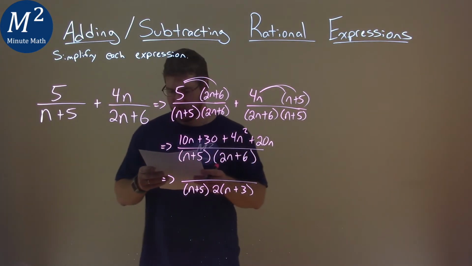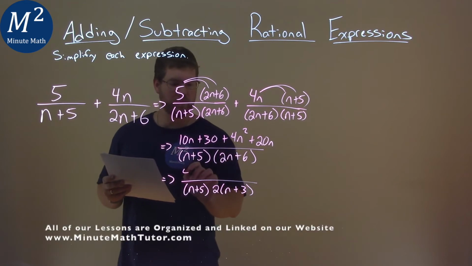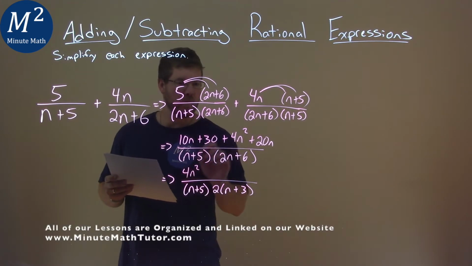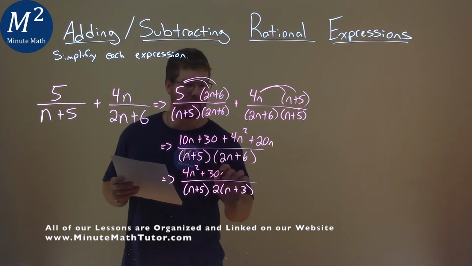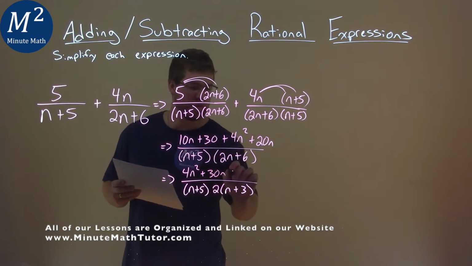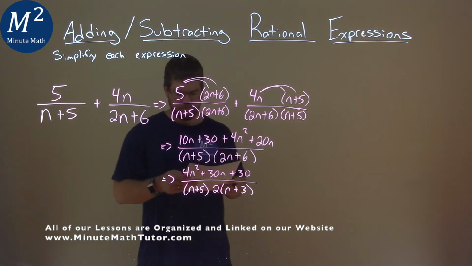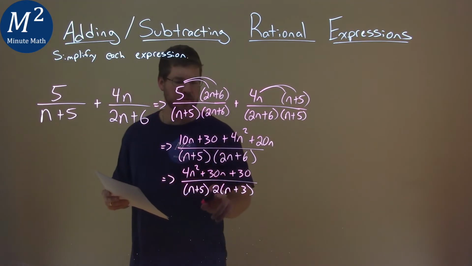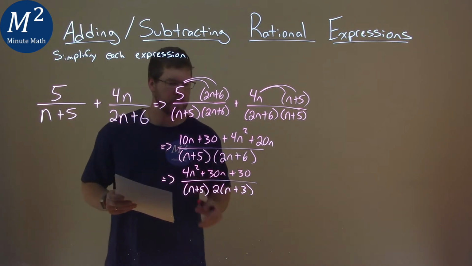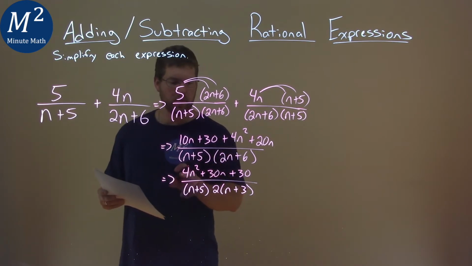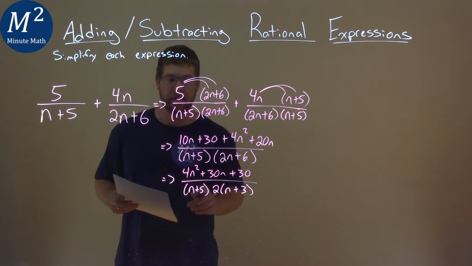The numerator, well, we can rearrange this. We have a 4n squared, combine our like terms, plus a 10n plus 20n is a 30n, and we have a 30 there as well. Okay, so make sure to bring everything down here. But now, that 2, I think there's a 2 in this numerator, right? We can pull that 2 out of the 4, the 30, and the 30.